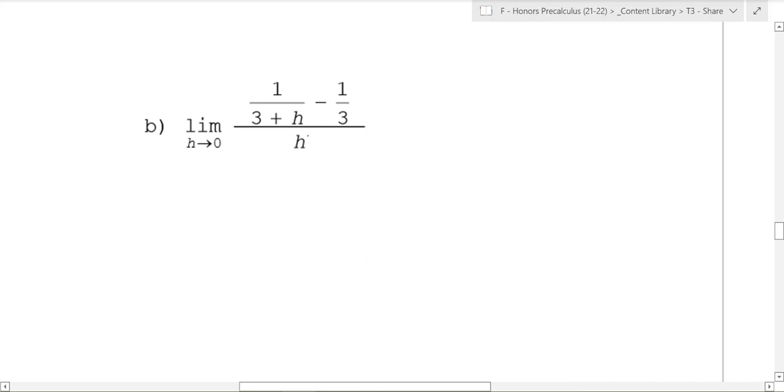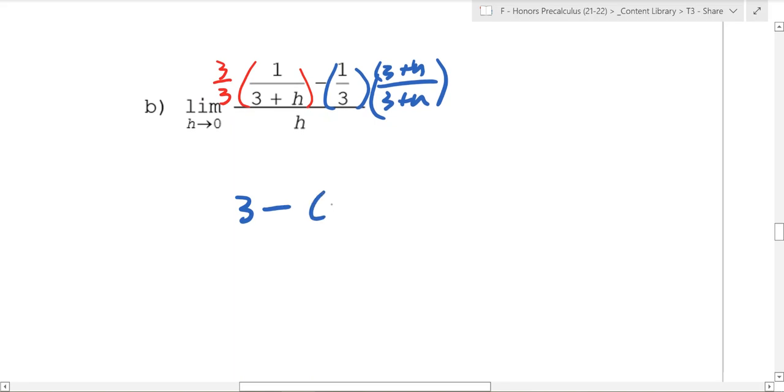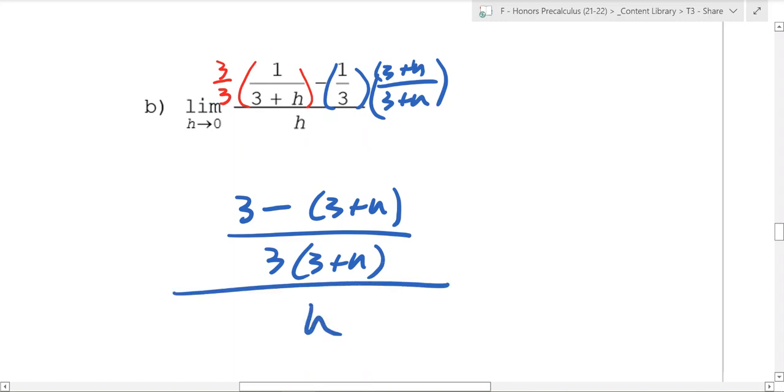This one you can't plug in 0 because if you do, you get 0 in the denominator. So what do you do here? You add these fractions together right there. You need a common denominator. So if you do that, you multiply this one by 3 over 3, and you multiply this one by 3 plus h over 3 plus h, like that. It's multiplying by a form of 1. So what does this become? It becomes 3 minus 3 plus h over 3 times 3 plus h, all over h.